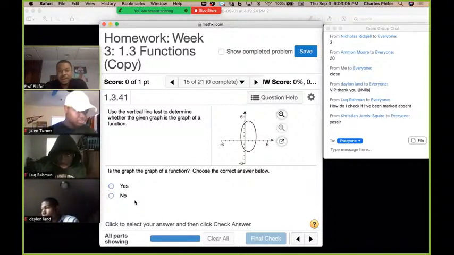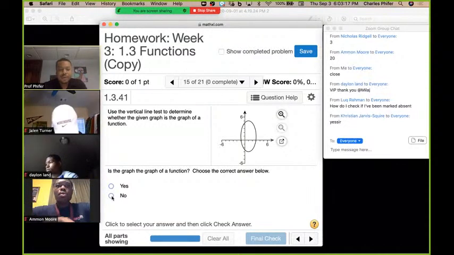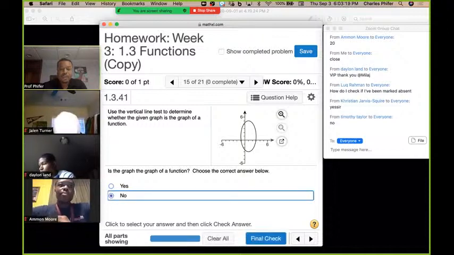It says use the, oh, I didn't even have to write anything down for this one. Use the vertical line test to determine, is this a function, yay or nay? No, right? It fails the vertical line test. You can draw a vertical line. It touches it more than once, so it's not a function.